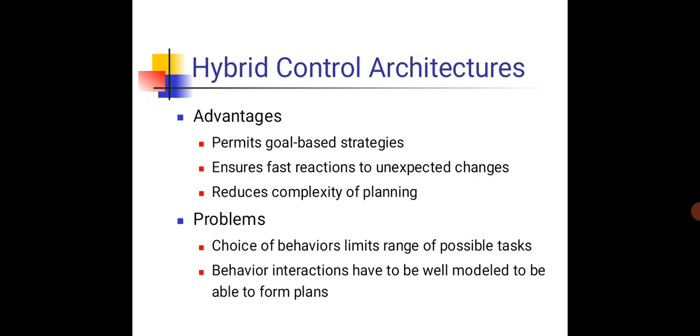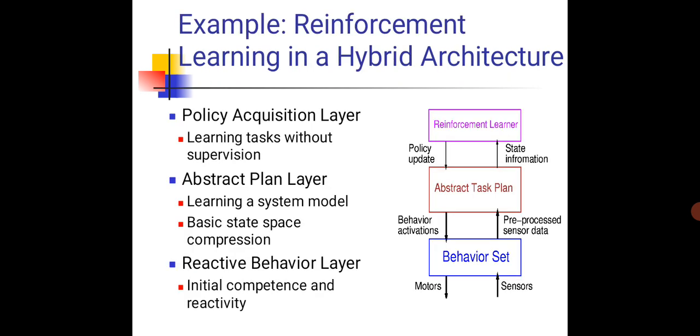Similarly, this also has its own advantages and problems. The advantages: it permits goal-based strategies, it ensures fast reactions to unexpected changes, unlike the other two, and it reduces the complexity of the planning. But the problems are that the choice of behaviors will limit the range of possible tasks, and behavior interactions have to be well modeled so that it will be able to form the plans.